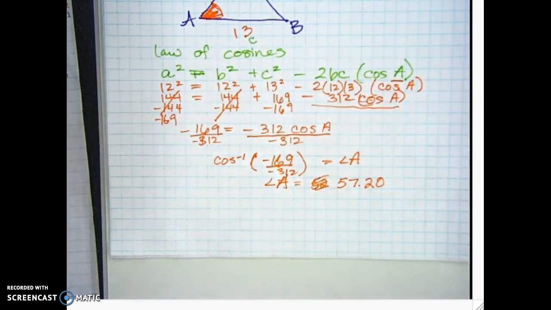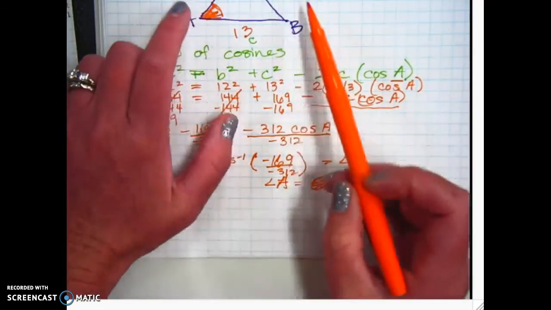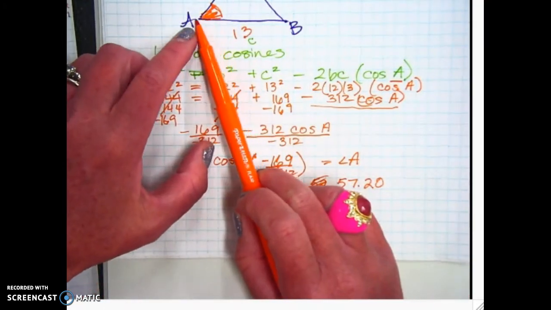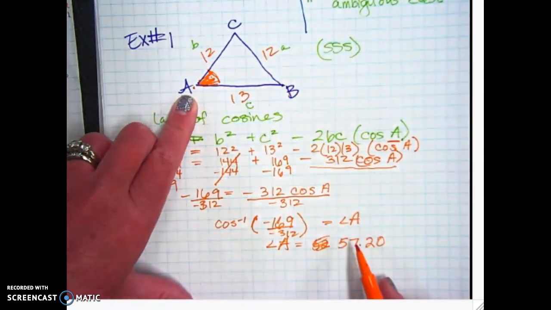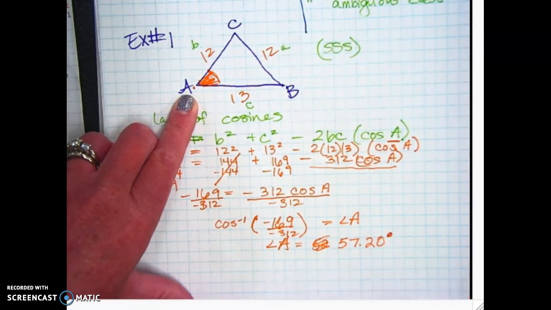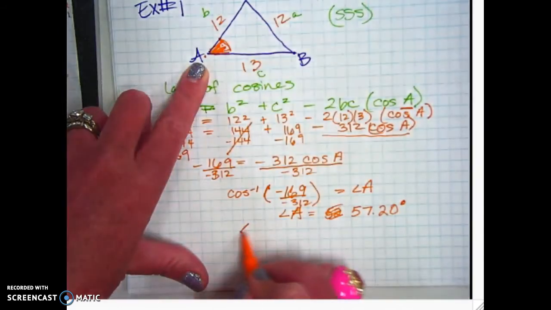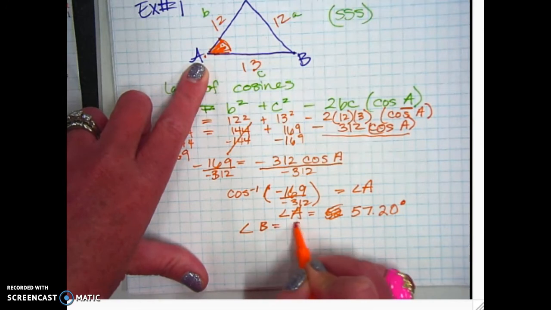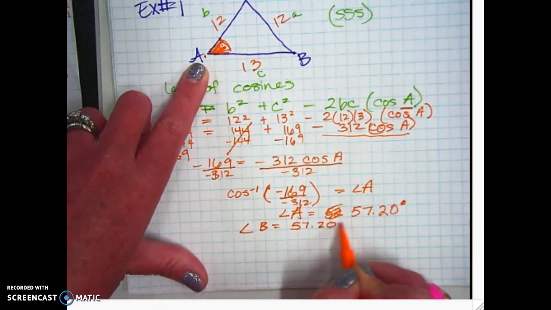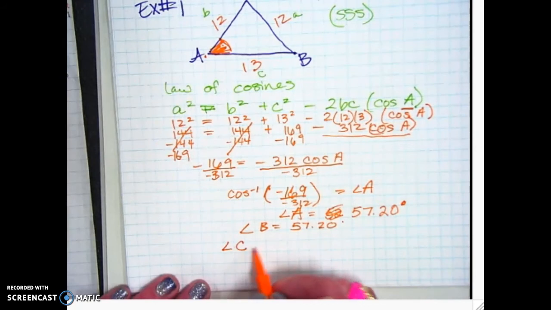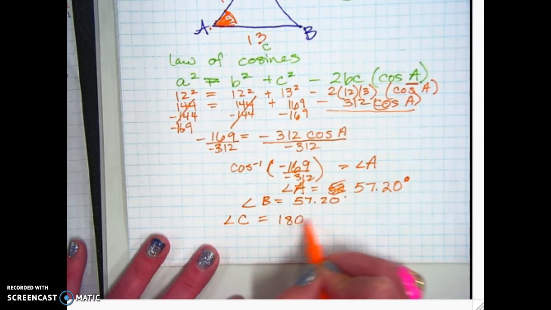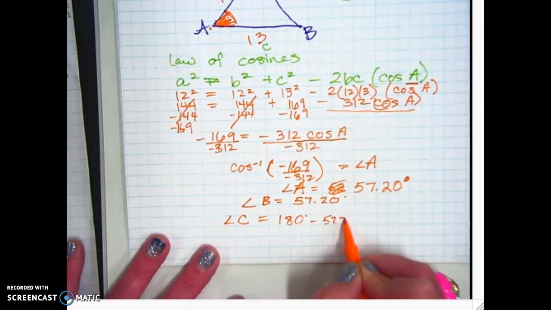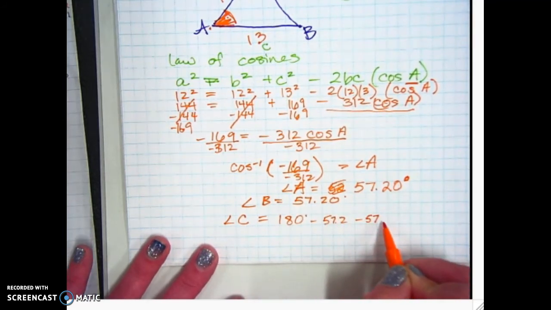Wouldn't it be the same thing because the length's the same? Yes. Okay, so she just figured one of them out. So if we figured out angle A, we'll go back up here, which is opposite 12, if it's 57.2 degrees, then angle B is going to be the same. And then angle C, just subtract those two from 180. So 180 minus 57.2 minus 57.2.